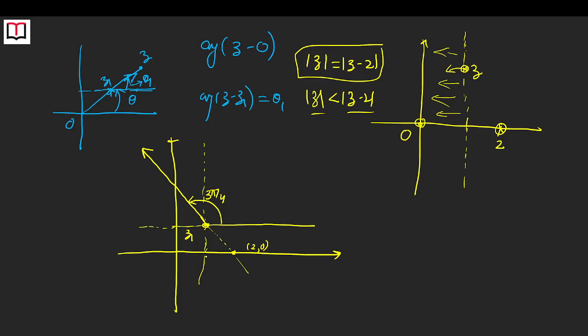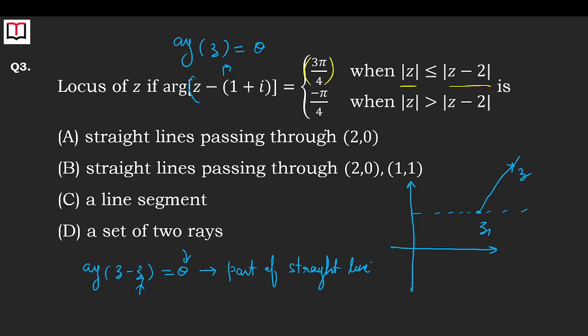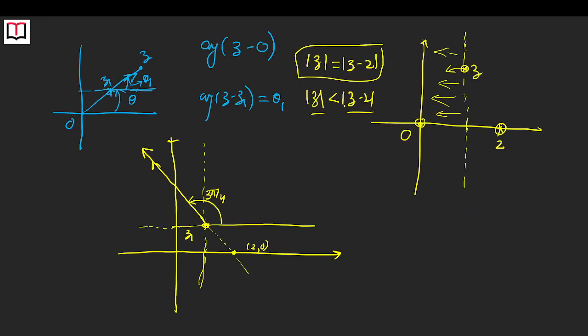So that means, in any case, this ray was on the left side of this perpendicular bisector, so it holds. Okay. Now the second one is minus pi by 4. So the argument is minus pi by 4. Argument is negative, which means we have to rotate in the clockwise direction.